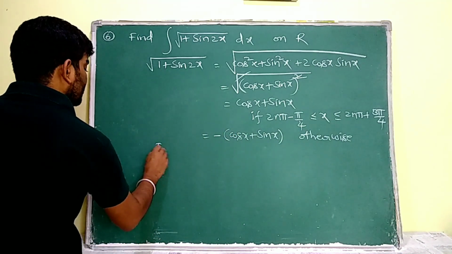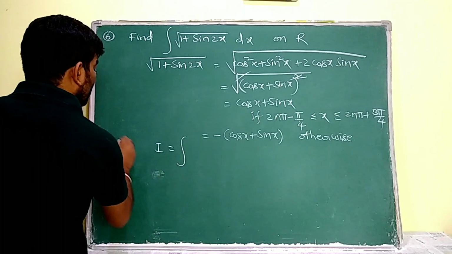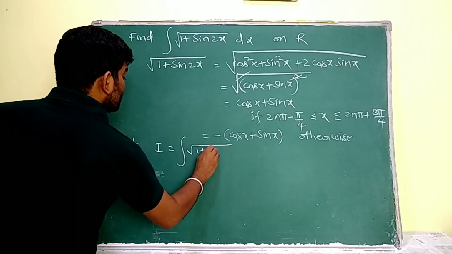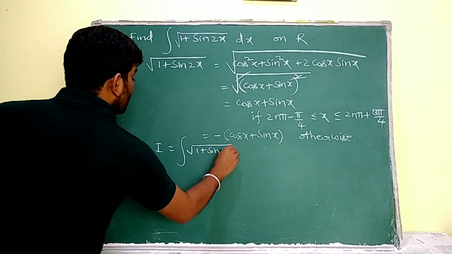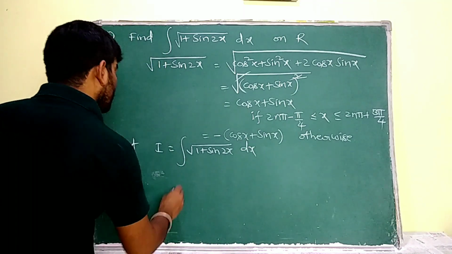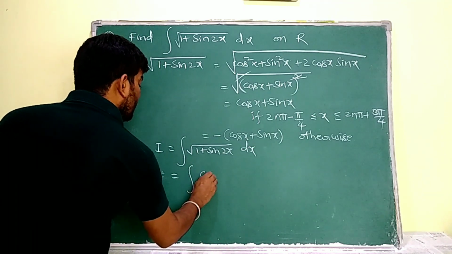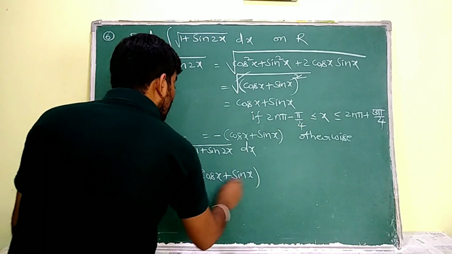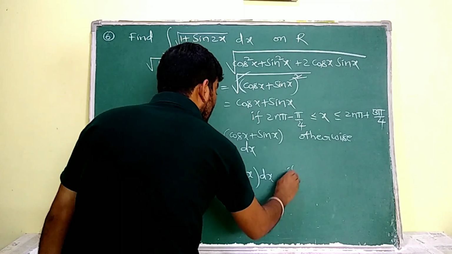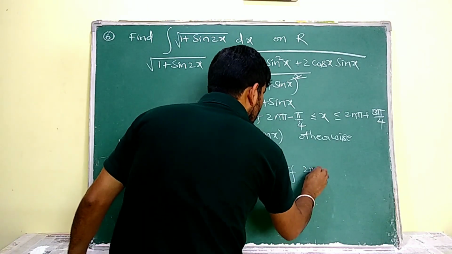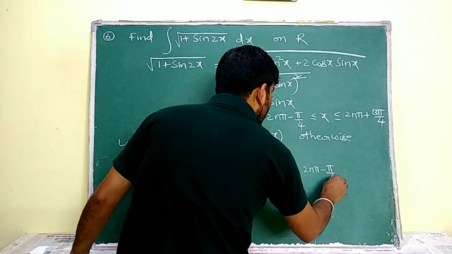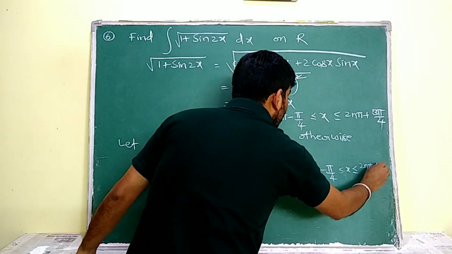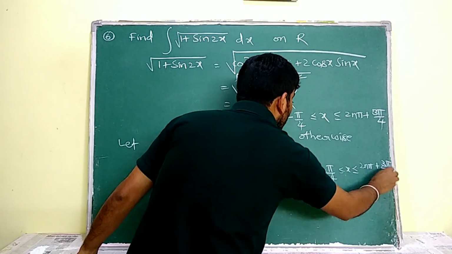Let I be equal to the integral of root over 1 plus sin 2x dx. Now its value I am going to calculate as the integral of cos x plus sin x dx. Now this condition I am going to write: 2n pi minus pi by 4 is less than or equal to x is less than or equal to 2n pi plus 3 pi by 4.